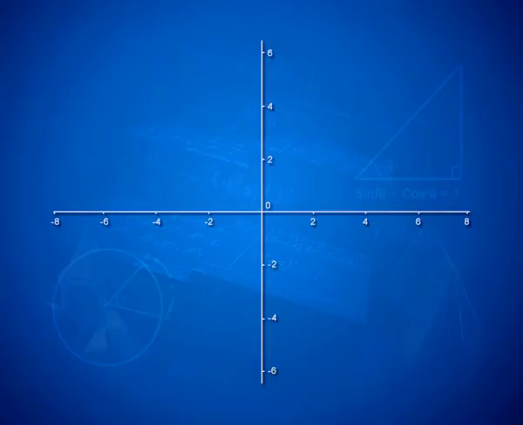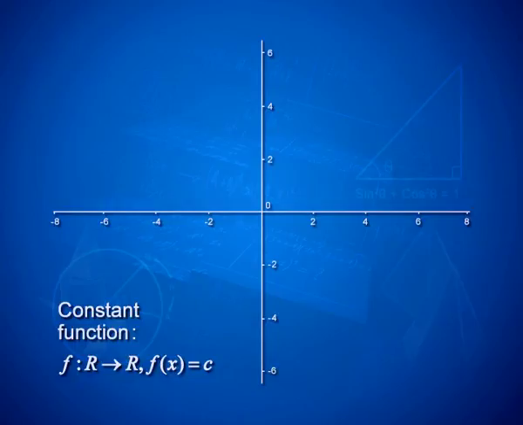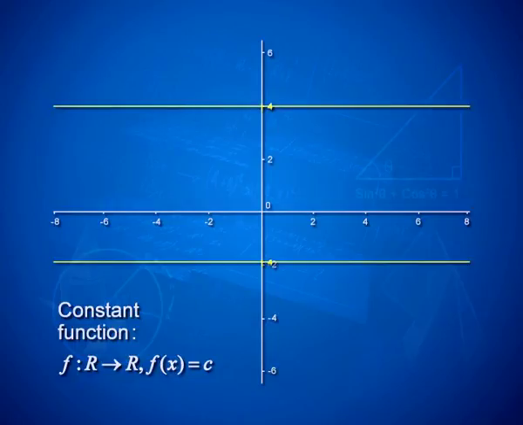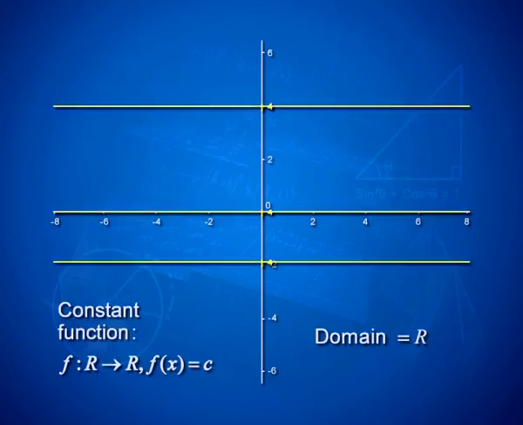Another interesting function is the constant function, again mapped from real numbers to real numbers. F of x is c. C is a constant that can change. So, I can have c to be -2, I can have it to be 4, or I can even have c to be 0. It turns out to be a straight line parallel to the x axis. What is the domain of such a function? Definitely all the real numbers.